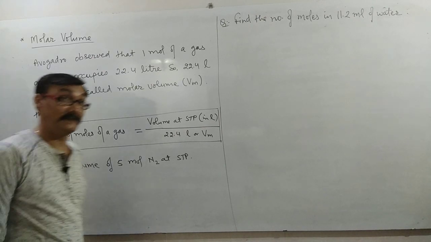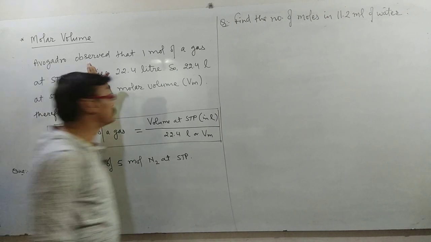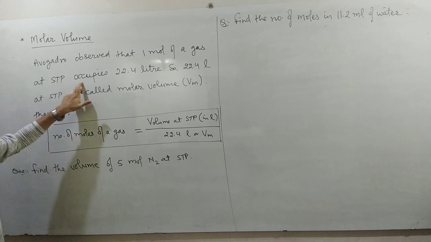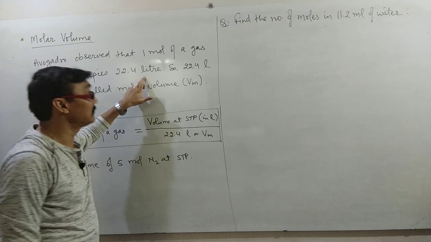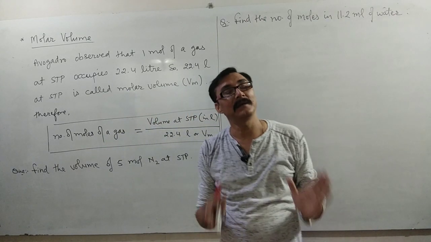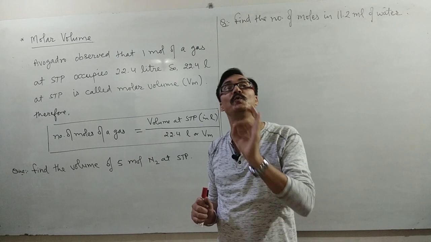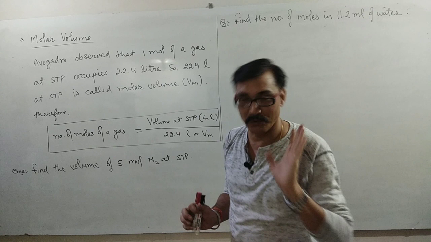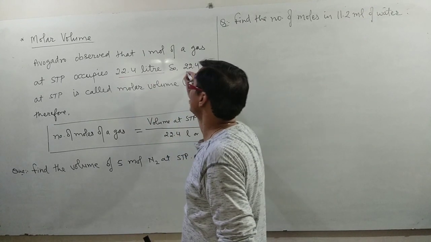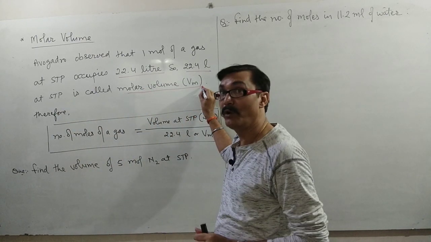And now, guys, molar volume. Avogadro observed that 1 mole of a gas at STP occupies 22.4 liter, that is, 22.4 liter of a gas at STP contains 1 mole molecule, that is 6.022 into 10 to the power 23 molecules. That is why 22.4 liter at STP is called molar volume, that is the volume of 1 mole gas.